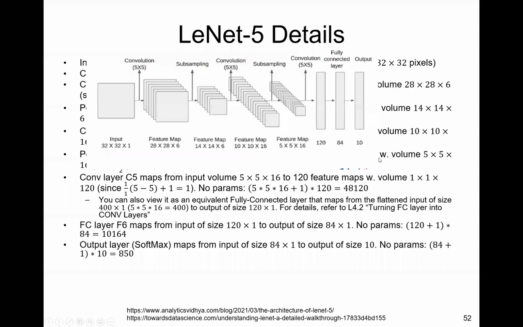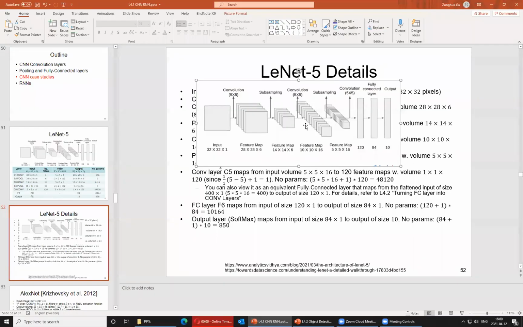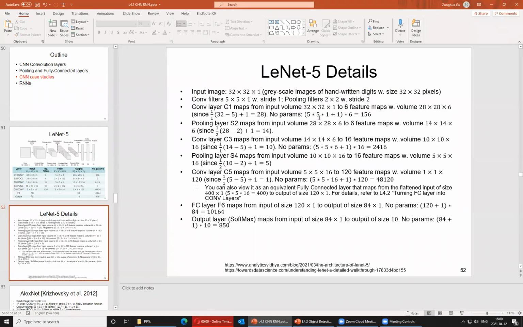So that's why if you look in the papers, sometimes people draw it as a convolution layer here, sometimes people draw it as a fully connected layer. But because the convolution filter size 5 by 5 by 16 is the same as the input feature map size, it's equivalent to a fully connected layer in terms of the computations. Okay, I hope I didn't confuse anyone.